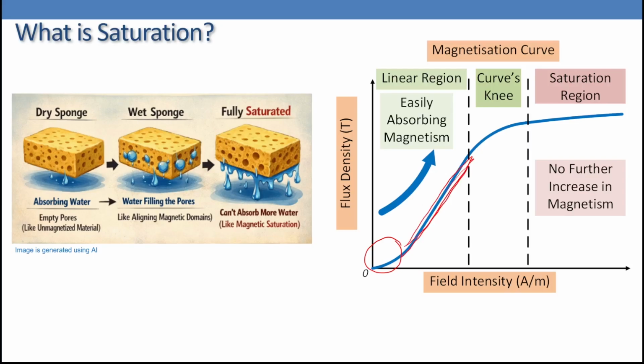So the flux density will be in a linear manner with field intensity. Once you arrive at this one, all the pores are filled, and after that there are no empty pores. So in this case we reach saturation. We cannot take more water or put more water in this sponge. So no further increase in magnetism. So this is an analogy between the magnetic material and something like this sponge.